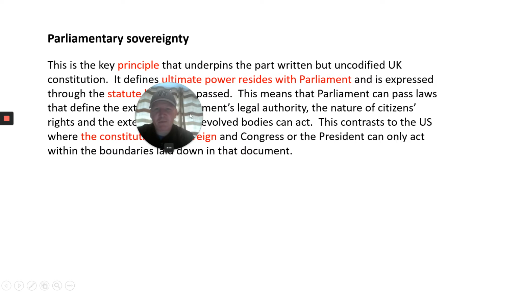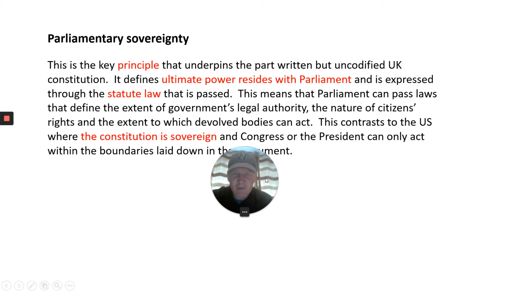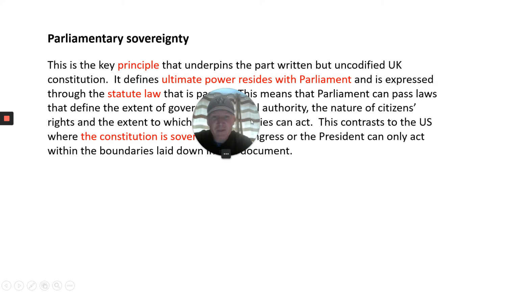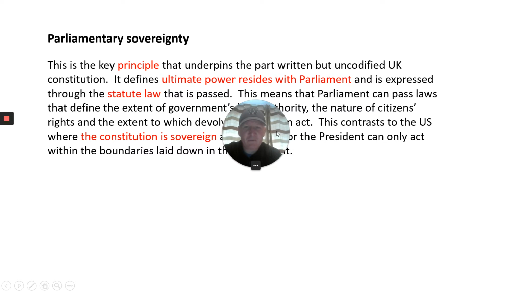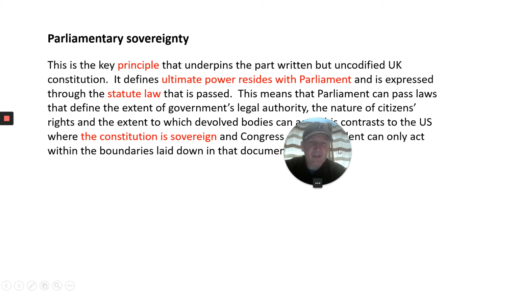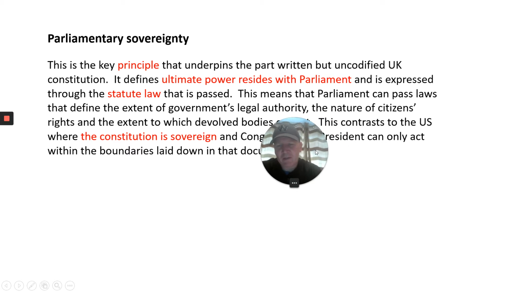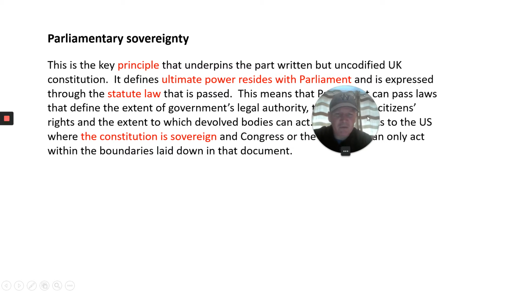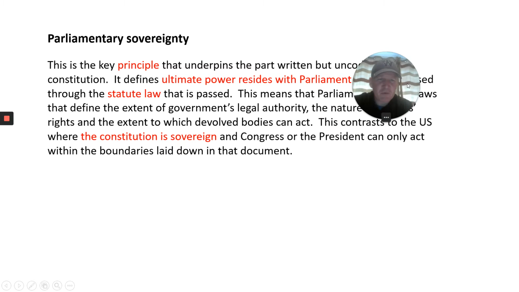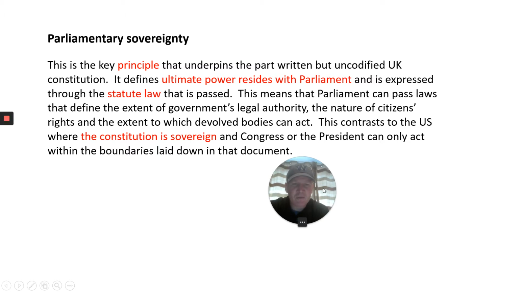Parliamentary sovereignty, a key principle that underpins the part-written but uncodified constitution. Crucially, it defines the ultimate power that resides within Parliament. And therefore, any statute law that is passed defines the extent to which government can actually act in terms of its legal authority, the rights that are enjoyed by citizens, how far devolved bodies can act. And most crucially, it contrasts with the United States, where the Constitution is sovereign and the Congress or the President can only act within the restrictions of the Constitution. So really, Parliament defines its own actions. Now that's really, really important when we start to look at the Supreme Court today and where its role lies in regards to the legislature and the executive.